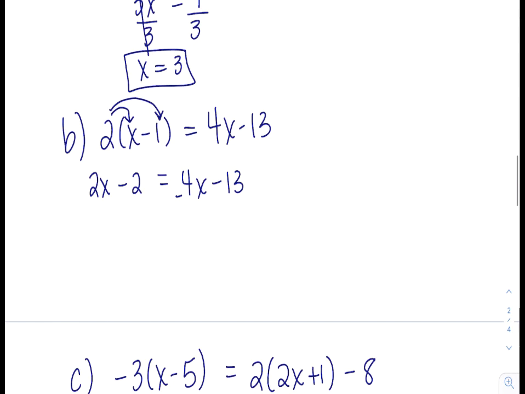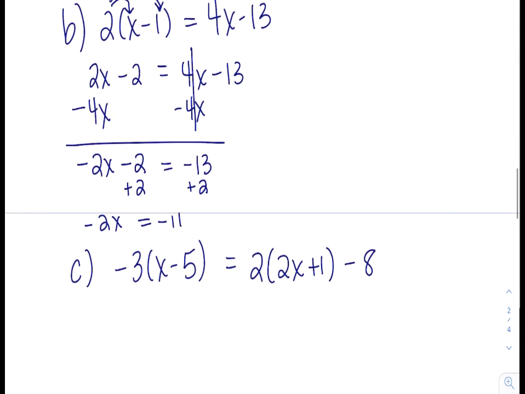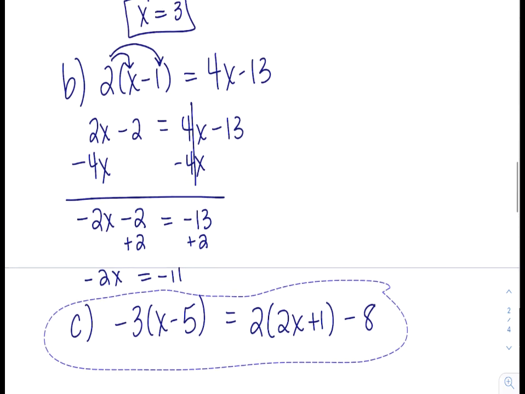So if I subtract both sides by 4x, that's going to give me 2x minus 4x. I'll be in the negatives, and that's okay. 2 minus 4 is negative 2. Bring down the 2, the 4x canceled, bring down the negative 13. Now we will add 2, and that's going to give me negative 2x equals negative 11, and I did not give myself enough room. Let me just move this down a little bit.